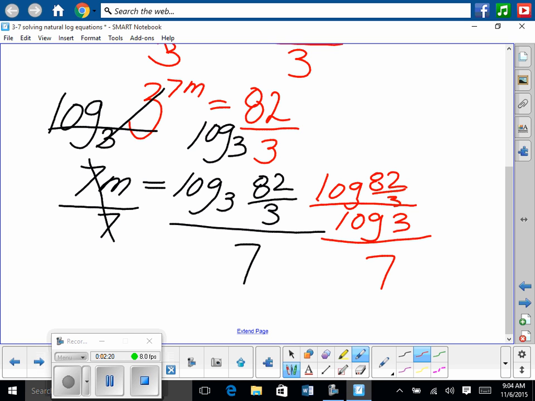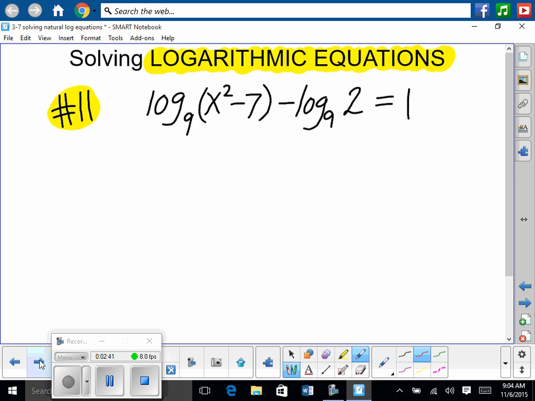So then you type it in, log of 82 divided by 3, divided by log of 3, divided by 7. And you get 0.43016. So n is equal to 0.43016. So that's how we solved an exponential. Then, number 11, we were solving log equations as well.